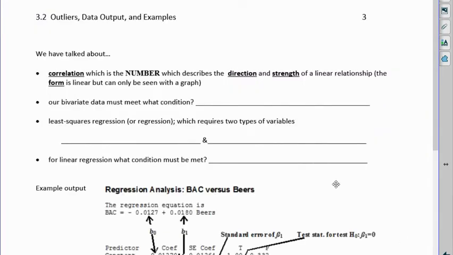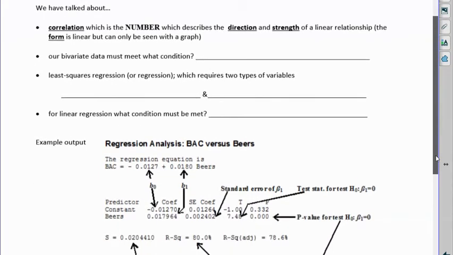So those are outliers. Then just to talk about data output, and you're going to have examples of this in the book. You have to be able to read these because there's clearly a lot of work to doing a linear regression if you're doing the entire thing by hand. So it's really, really common for the AP test to give you some of the graphs already made and even to give you data output where they've already run a regression. And so here is a regression.